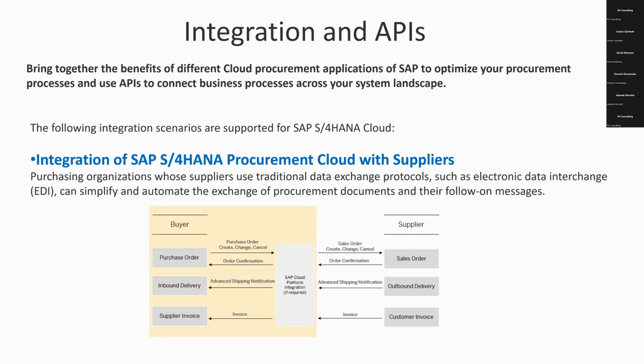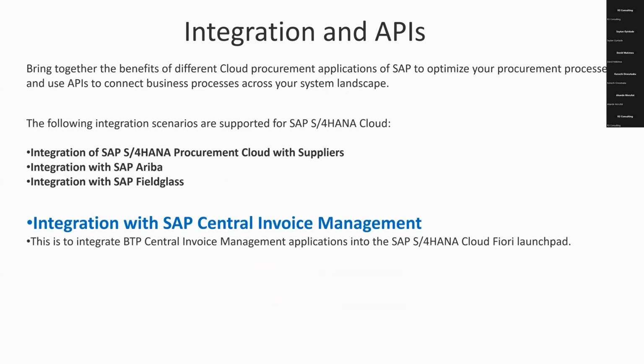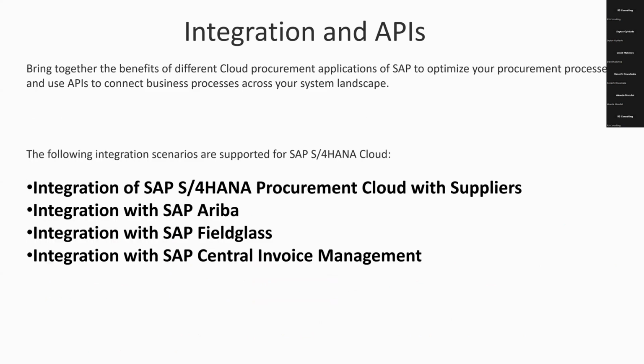All right, integration and APIs. So our application, our software brings together the benefits of different cloud procurement applications of SAP to optimize your procurement processes and use APIs to connect business processes across your system landscape. All right, so you can integrate procurement cloud with suppliers. You can integrate with SAP Ariba. You can integrate with SAP Fieldglass. You can integrate with central invoice management. So you can integrate with these particular amazing apps.